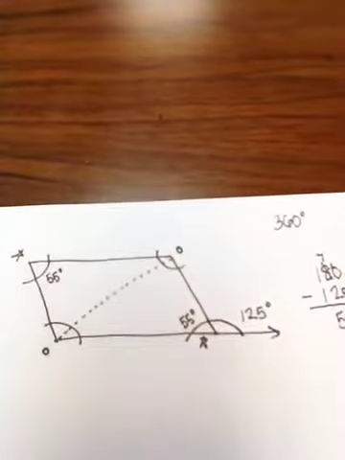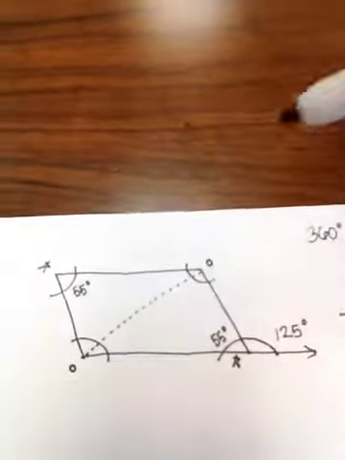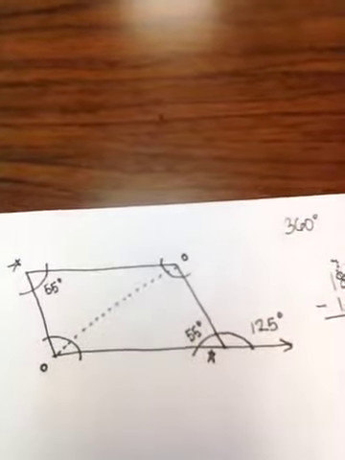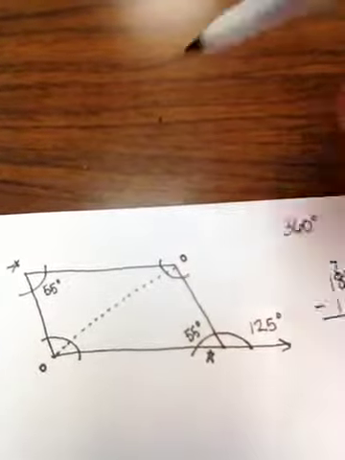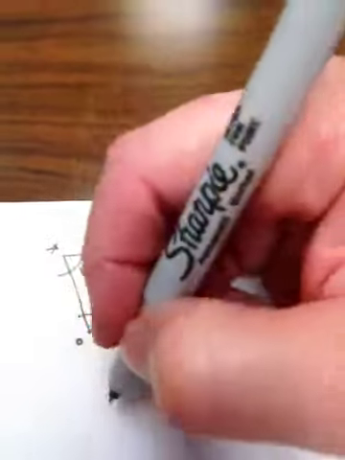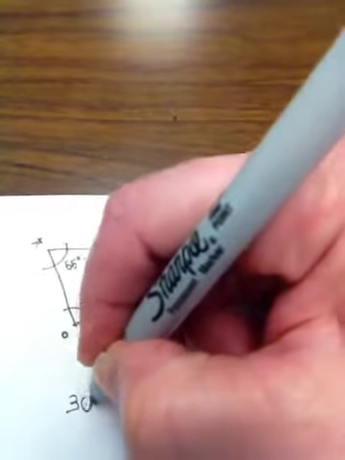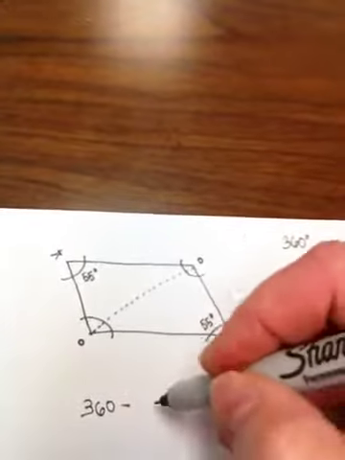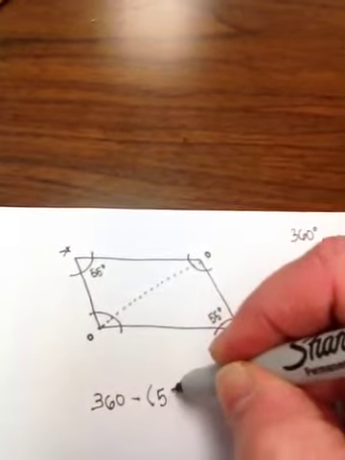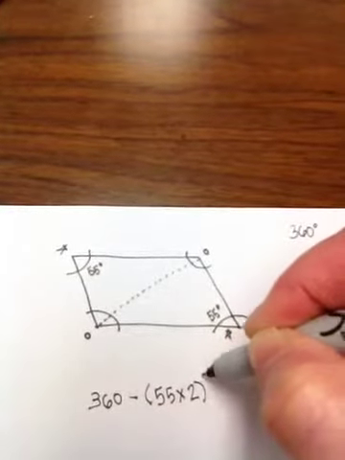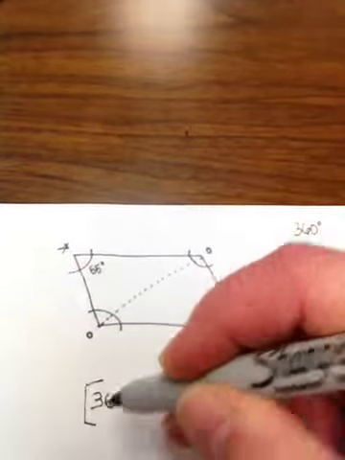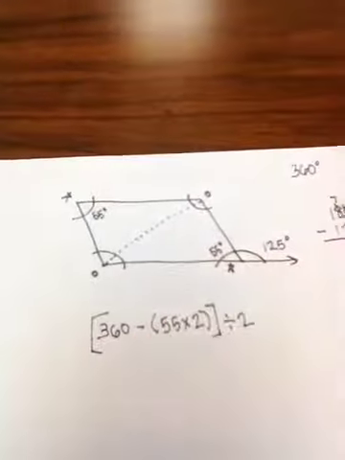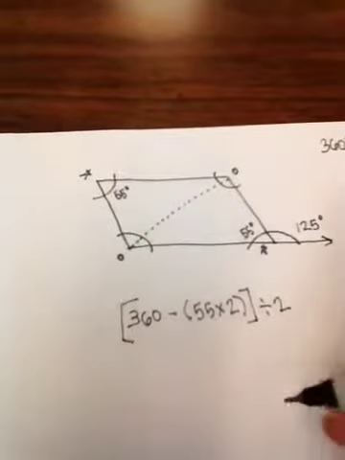Now, if I don't know this next trick, how would I find out those two measures? Well, I know that all of the angles have to equal 360, correct? So here's what I can do. I could make one long, beautiful math sentence. I would say, 360 minus, in brackets, 55 times 2, divided by 2, because I have two angles. Now, how do I always tell you to work these out? Every step has to be done separately, right?